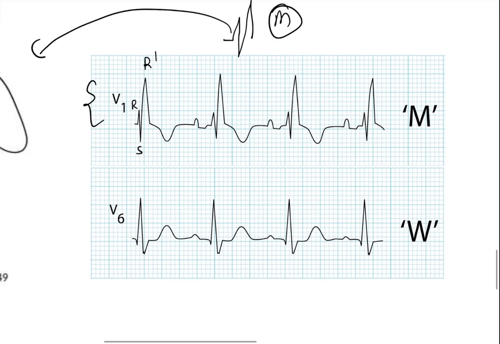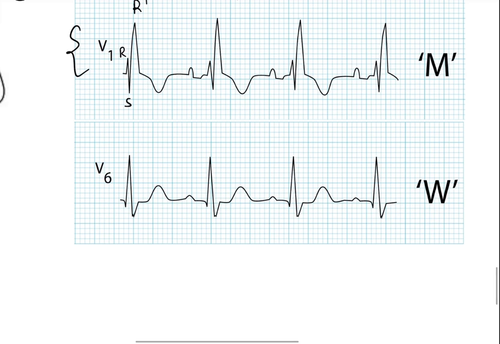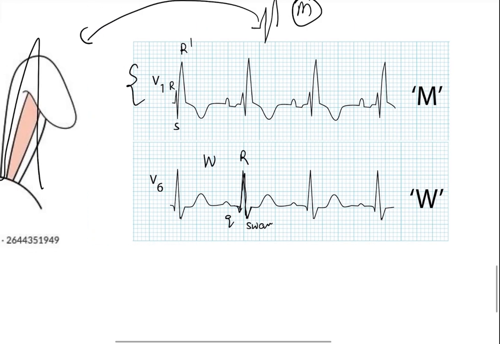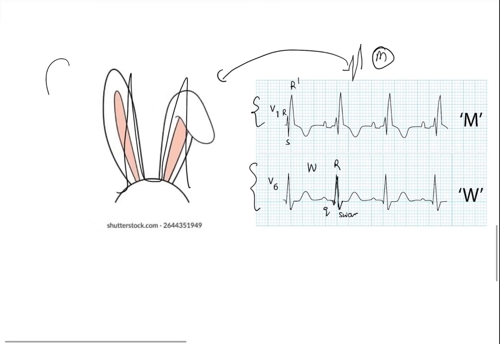Now coming to V6, you have an initial negative Q wave here, the septal Q wave, and then you get a positive R wave here, and then finally a negative S wave here. Okay, so you get something called a W pattern. So this is seen in V6. So this is all about your RBBB pattern.